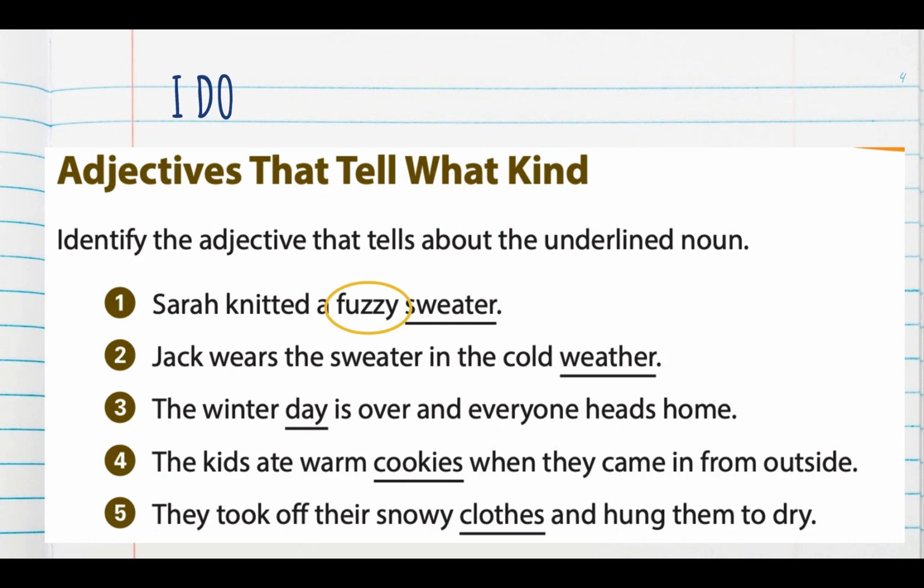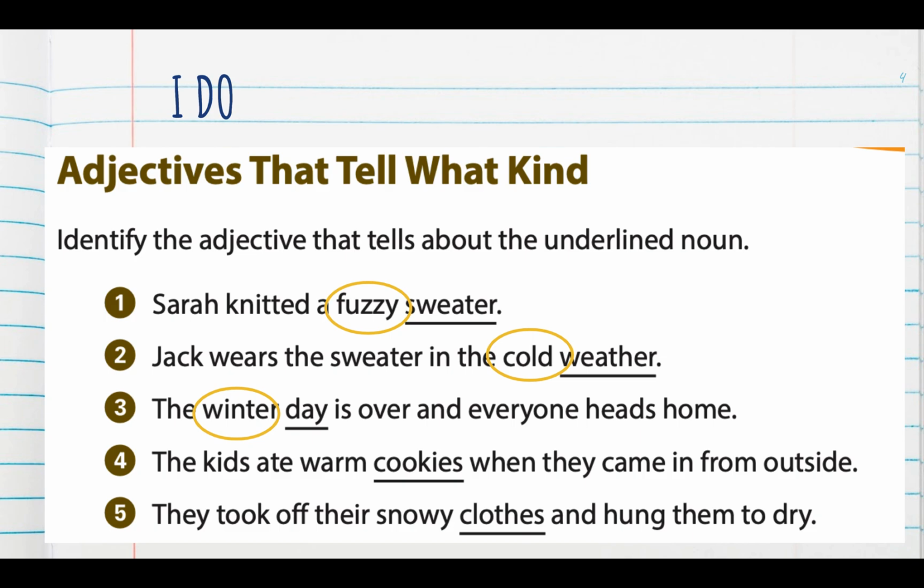Number 2, Jack wears the sweater in the cold weather. Here, the underlined noun is weather. Which word describes the weather? Cold. Cold tells us what kind of weather we are talking about. Number 3, the winter day is over and everyone heads home. Here, the underlined noun is day. Which word describes day? Winter. Winter tells us what kind of day we are describing.